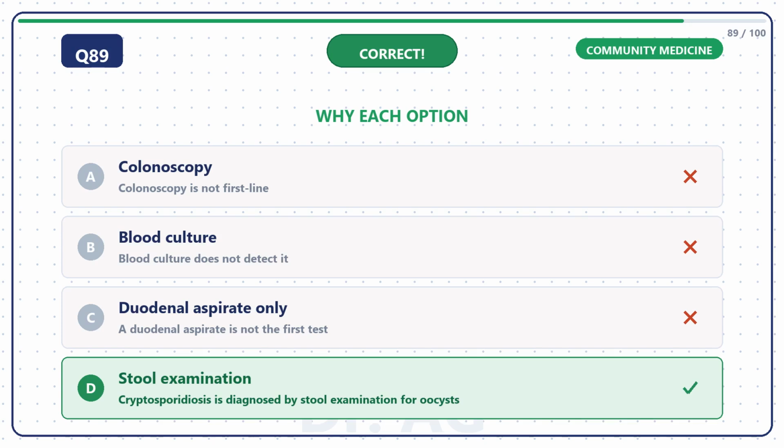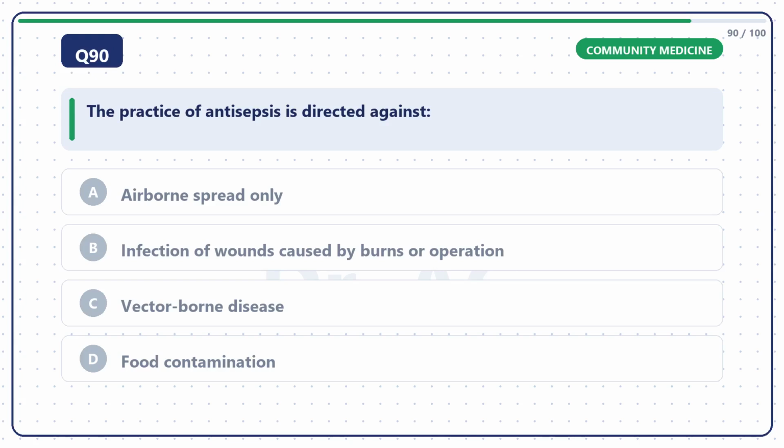Stool examination. Question 90. The practice of antisepsis is directed against Option A. Airborne spread only. Option B. Infection of wounds caused by burns or operation. Option C. Vector-borne disease. Option D. Food contamination.